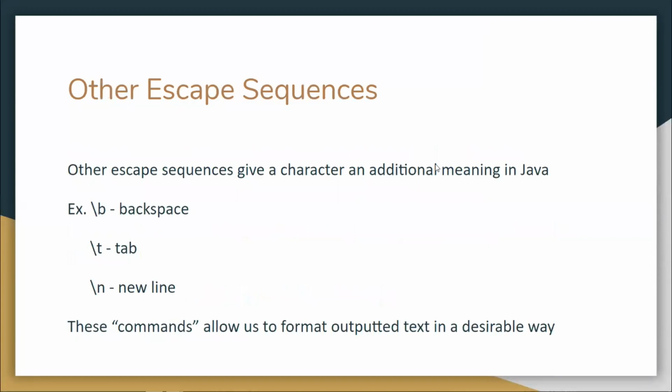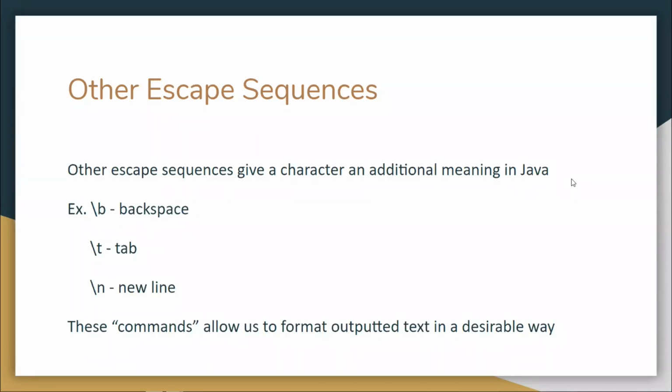So other than the scenario in which we need to specify a character as an actual character as a part of a string, there are some other examples of escape sequences. The first few I'll give will be \b, which is a backspace, a \t, which is a tab, and a \n, which is a new line. So these are all formatting commands, which allow us to really format how any text is outputted.